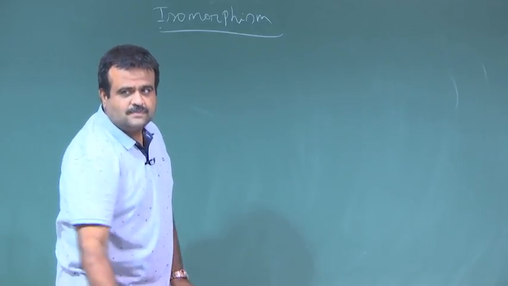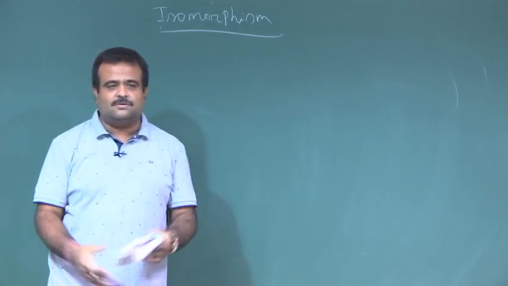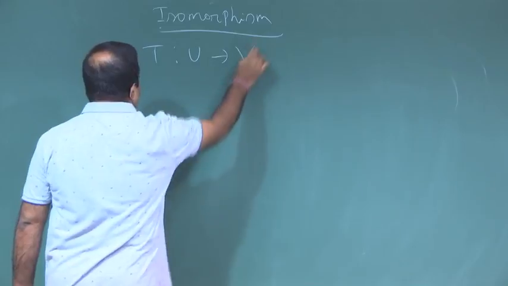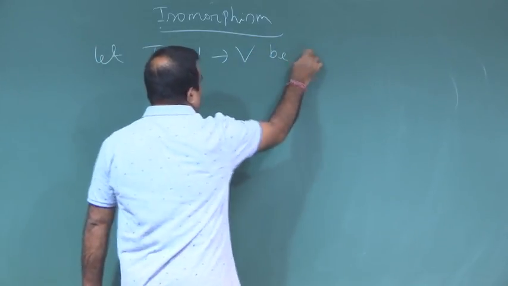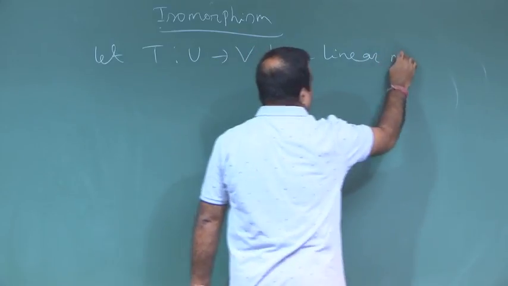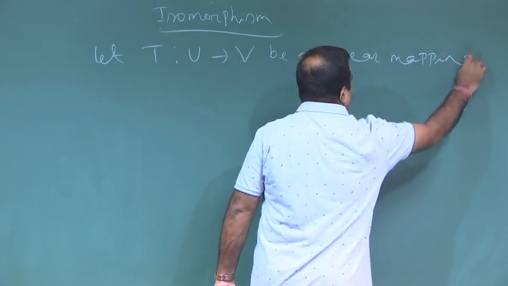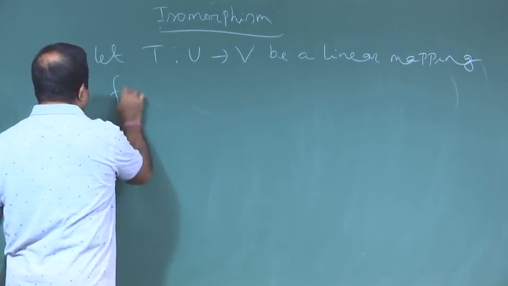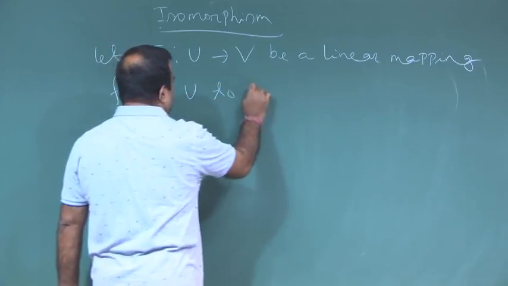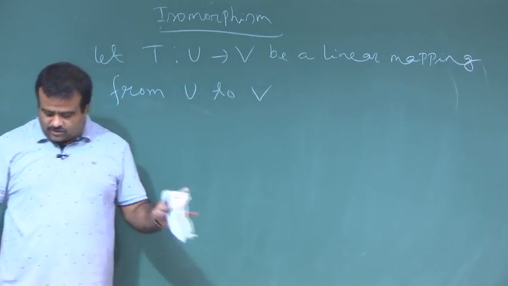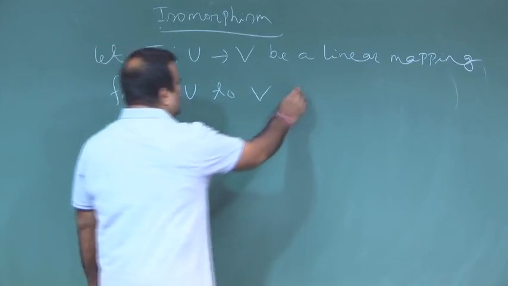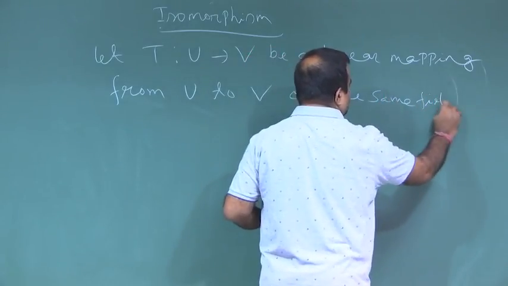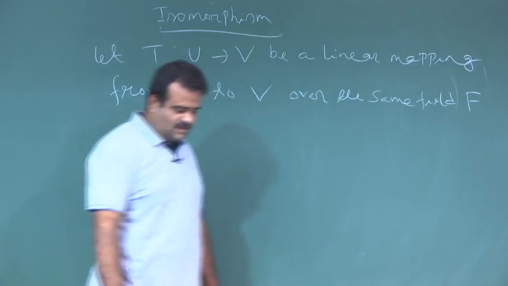Okay. So, it is basically a bijective mapping. Any bijective mapping is called an isomorphism. So, suppose we have vector spaces U and V, and let T be a linear mapping from U to V. These two vector spaces have to be over the same field, that is most important, the same scalar field F.